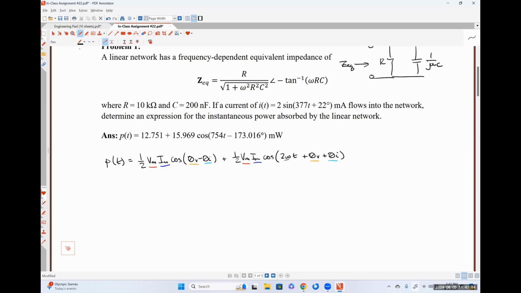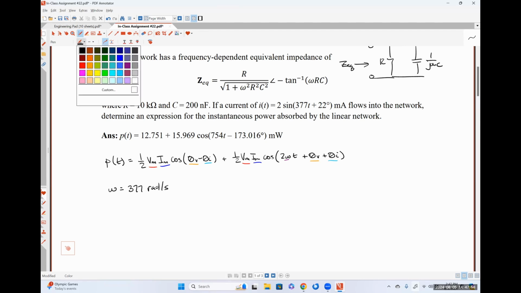What's omega? 754. I disagree. It's right here. Oh, I was looking at the answer. My bad. Yep. So you told me what twice omega is, but omega is always just the thing that's multiplied by our variable t in our sinusoid, right? So omega is 377 radians per second based on the problem statement. So I'm just going to underline that in the exact same color that I underlined it over here. So there's omega.